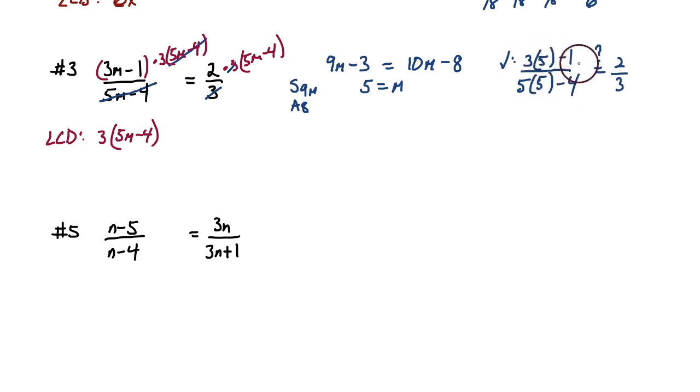Let's simplify this left side. 3 times 5 is 15. 15 minus 1 is 14. 5 times 5 is 25. 25 minus 4 is 21. 14 over 21 reduces to 2/3. So it does check out. The answer for m is 5.